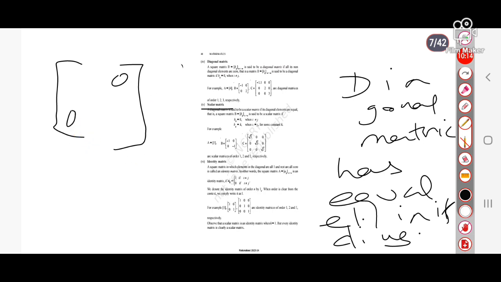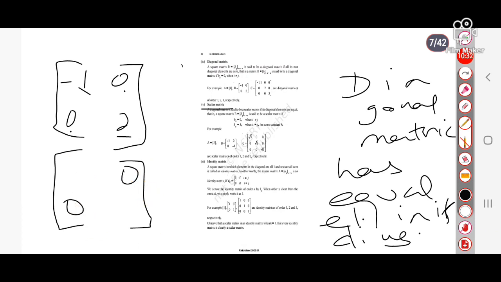0, 0, -1, 2. Example of a diagonal matrix, because the diagonal has elements and the rest is 0. In a scalar matrix, the same thing applies: the rest of the elements are 0, but the diagonal elements are the same. This is different, this is the same. This is a diagonal matrix, this is a scalar matrix.